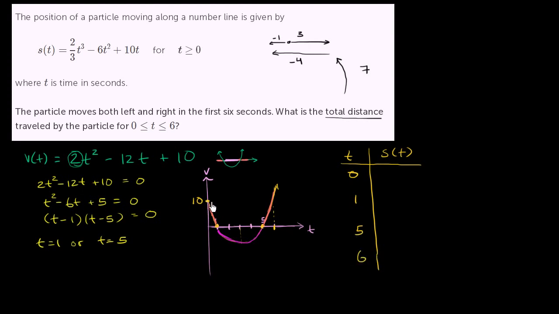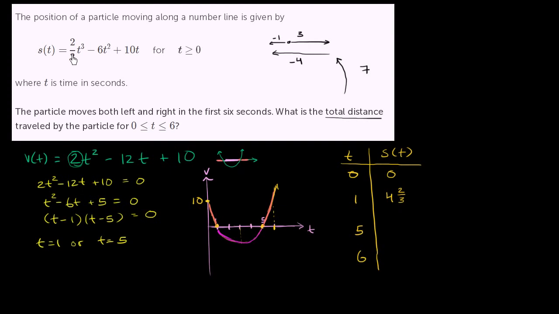So at 0 seconds, we know that our position is 0. S of 0 is 0. At 1 second, this is going to be 2/3 minus 6 plus 10. So it's going to be 4 and 2/3. So I'll write down 4 and 2/3.